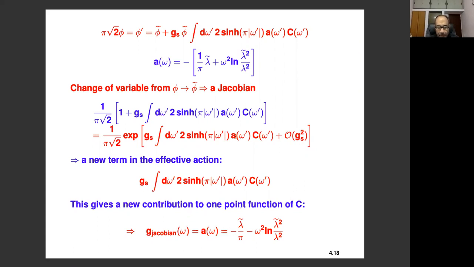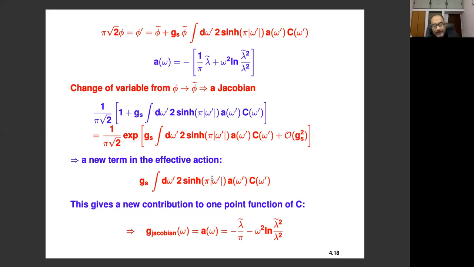Because of the appearance of C, which is the closed string field, this will induce an extra contribution to the one-point function of closed strings. That's of the same order as the annulus amplitude, because there is a gs sitting outside. So that gives you the contribution to G of omega from this Jacobian. A of omega was given somewhere here. You can see this 2 sinh pi omega.